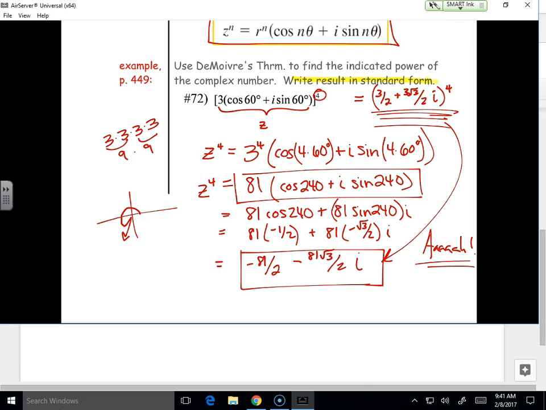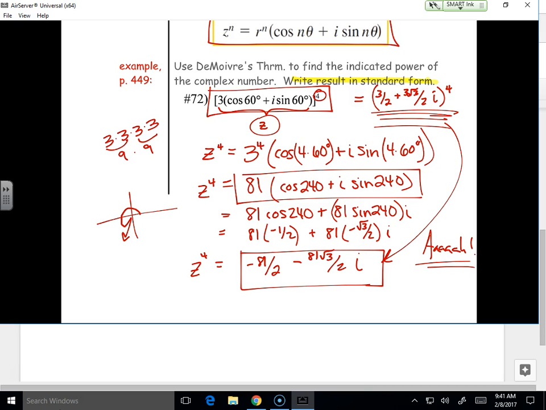That doesn't matter, right? Oh, you had Z from the beginning. But is it okay that your answer is in Z to the 4th? Yeah, because that's what they wanted you to find. They wanted you to find the 4th power of Z. See what I mean? We didn't add the 4th.